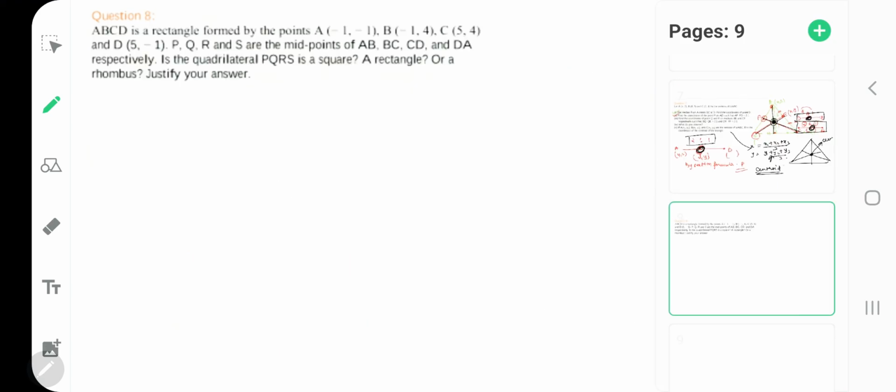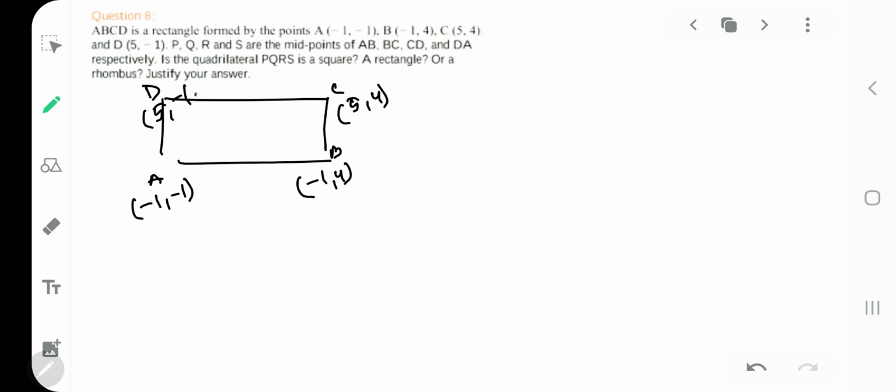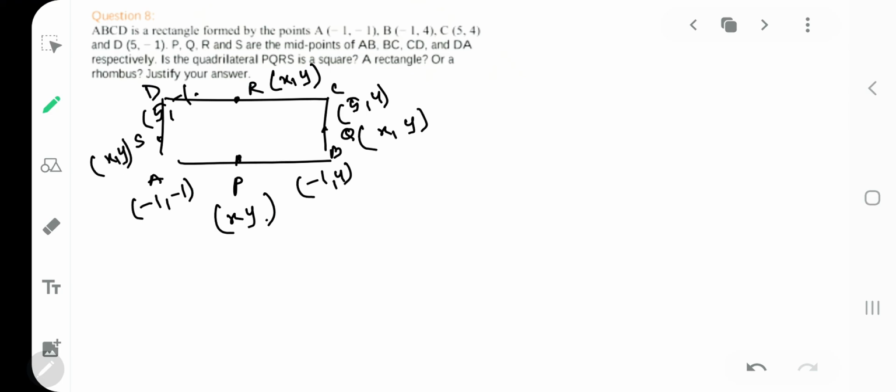Next we have ABCD, a rectangle formed by points. So this is a rectangle and the points are given to you: A is -1, -1, B is -1, 4, C is 5, 4 and D is 5, -1. And P, Q, R, S are the midpoints of these sides. So here is P, here is Q, here is R, here is S. These are midpoints and you know how to find the coordinates of midpoints. So find the coordinates of P, Q, R and S. How will you find them? By the midpoint formula.